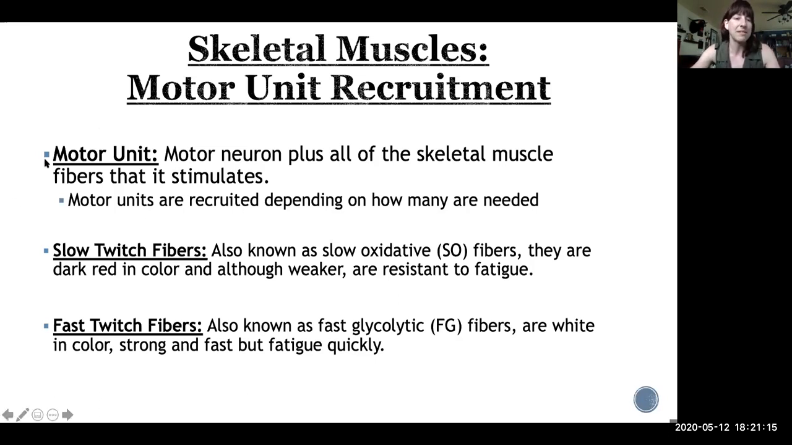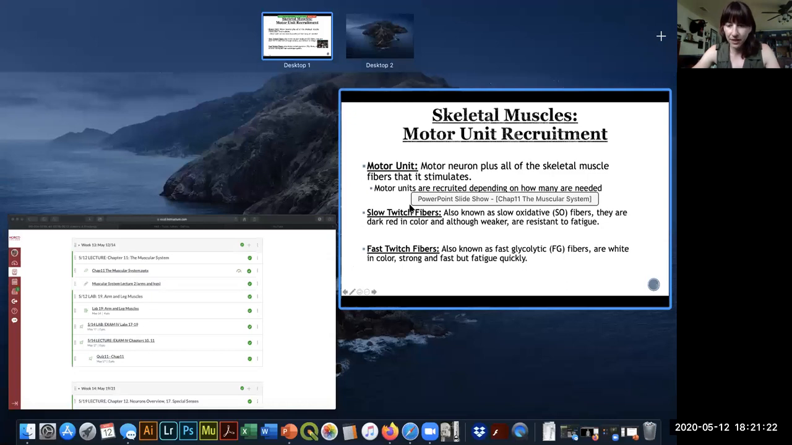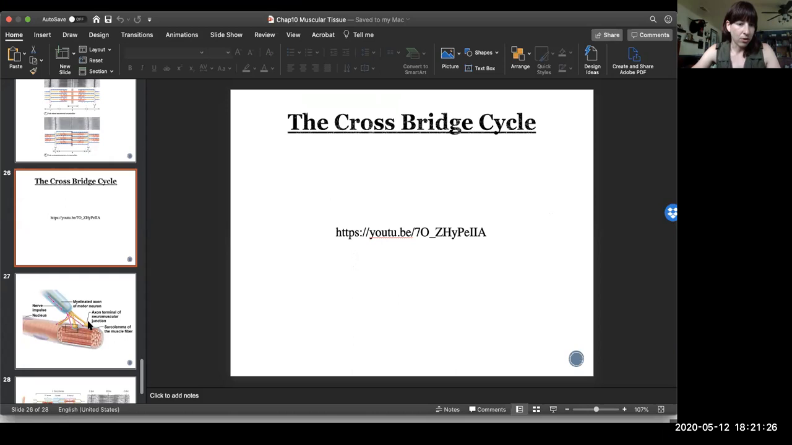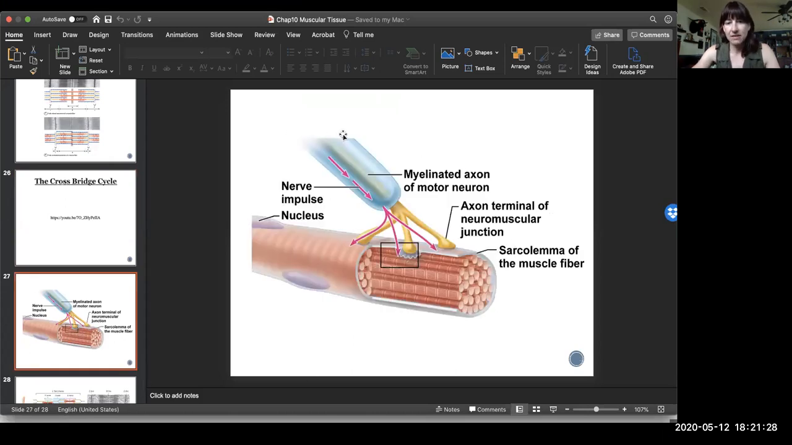Motor unit, that's pretty basic. I probably should have put that over in the chapter 10 stuff. A motor unit is basically the thing that I have pictured right here. This is a motor unit. So it's this neuron, it's this axon.